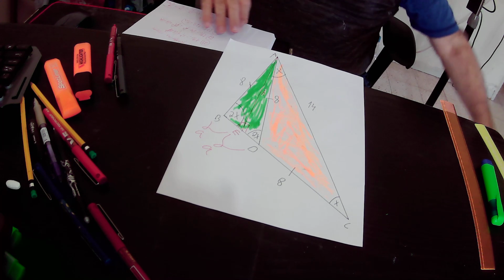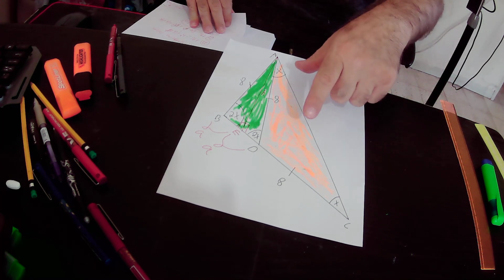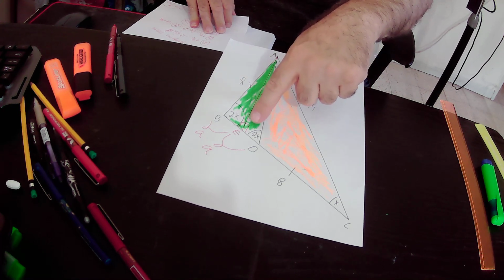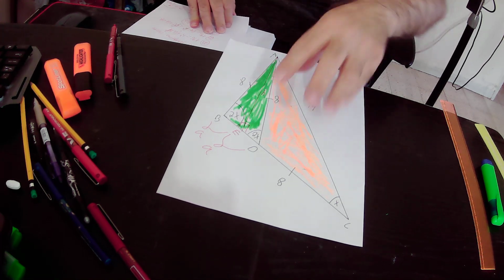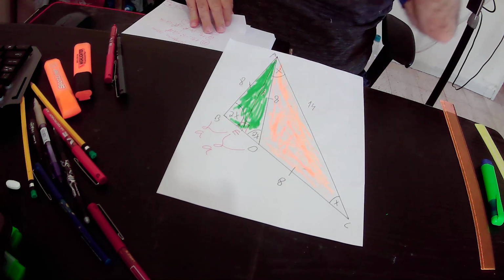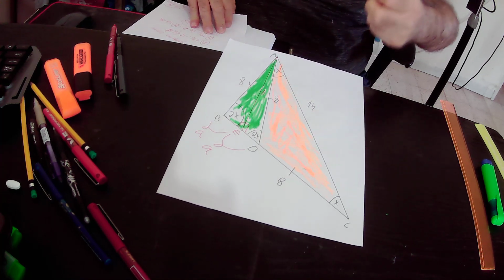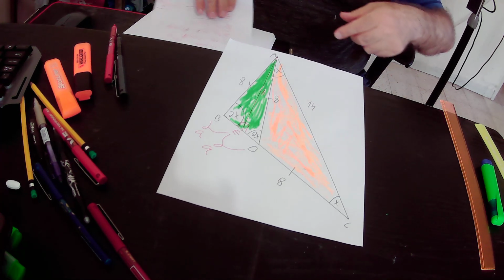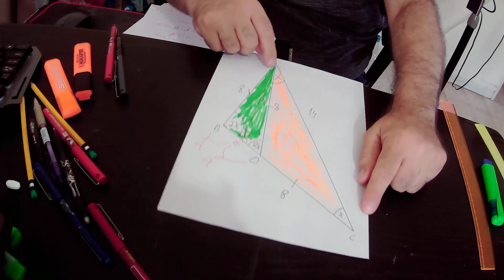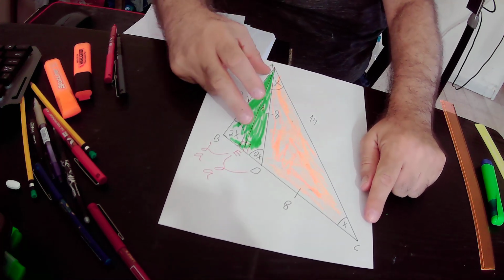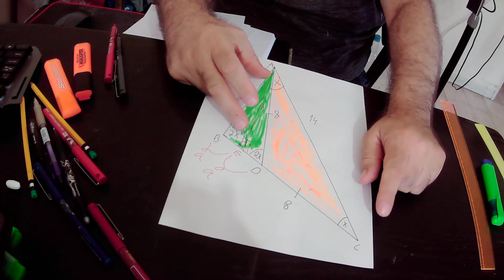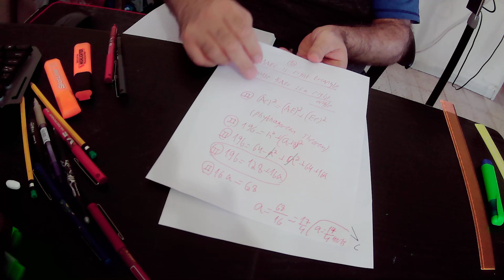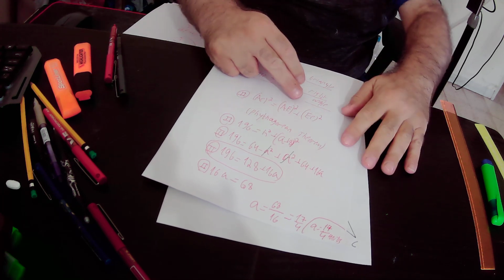And then we have triangle AEC, which is also a right triangle because angle AEC is a right angle, so we can apply the Pythagorean theorem in the right triangle AEC. According to the Pythagorean theorem, the square of the hypotenuse, that is AC square, equals the sum of the squares of the perpendiculars, equals AE square plus EC square.